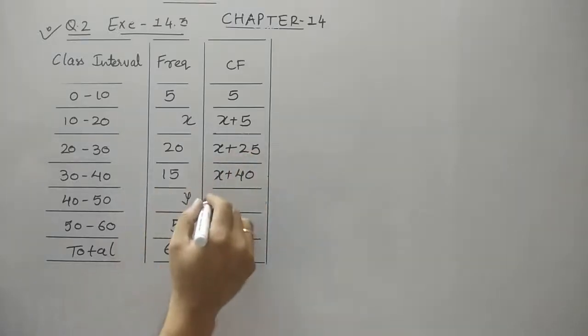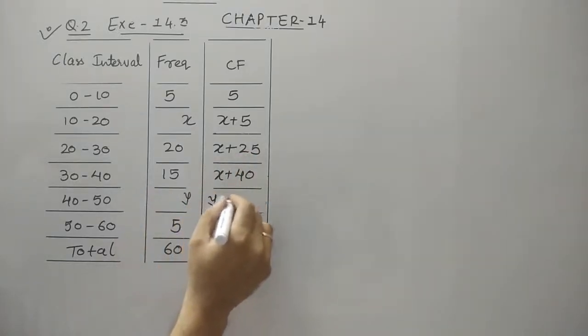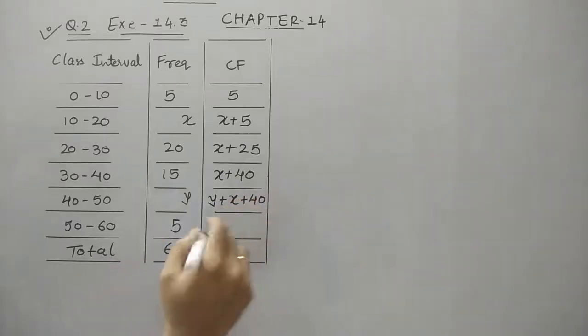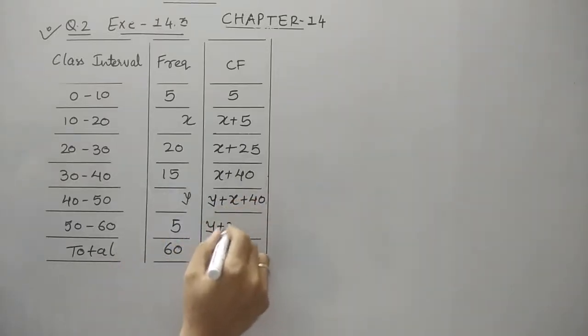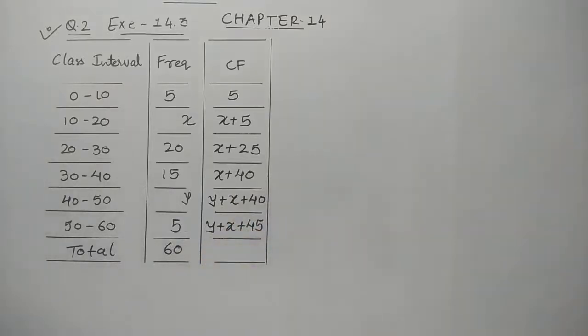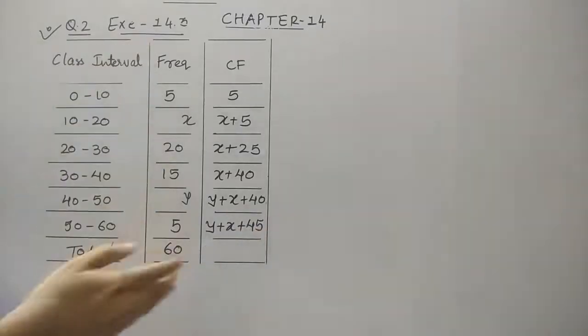Now y should be added here. So y plus x plus 40. 5 should be added here. So y plus x plus 45. This is the total. Don't add here. It's a total. Total frequency is given.